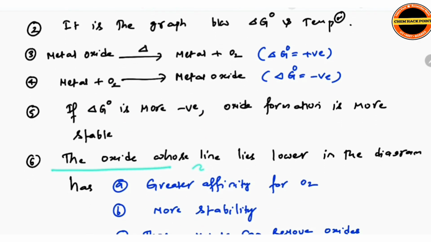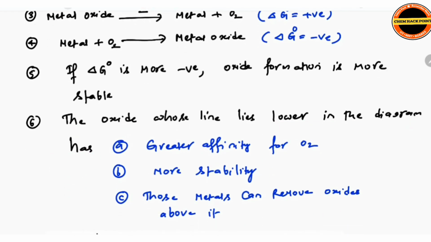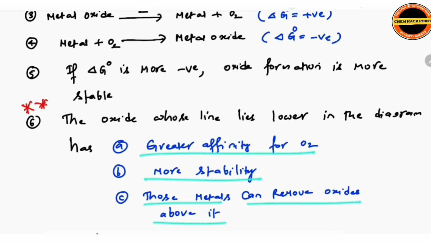The oxide whose line lies lower in the diagram has greater affinity for oxygen. This point is most important; it decides entire questions of the Ellingham diagram. Whichever oxide has a lower line in the Ellingham diagram has greater affinity for oxygen and more stability, and those metals can remove oxides above it.